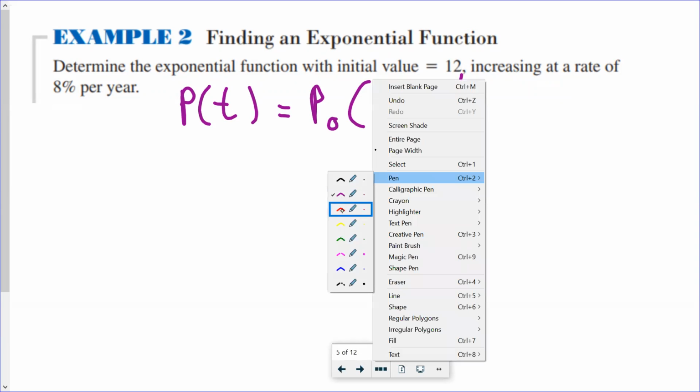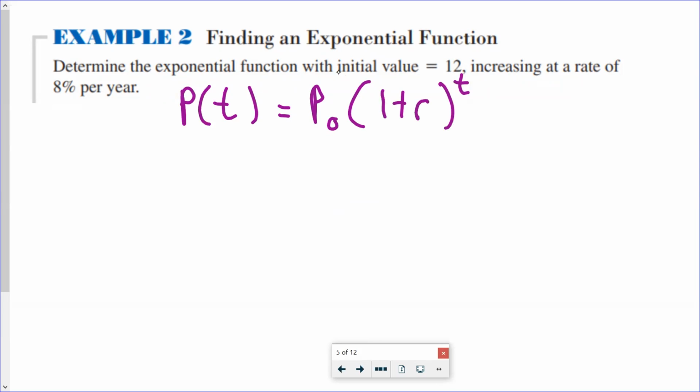So what I'm told here is that the initial value is 12. That means p sub 0, remember that's your initial population, it's going to be 12. And then it's increasing at a rate of 8%. Now, this is where people might mess up: they might put 8 right there. And oh, we can't do that. We got to change it to a decimal. So someone shout out, what should I put in there instead of 8?